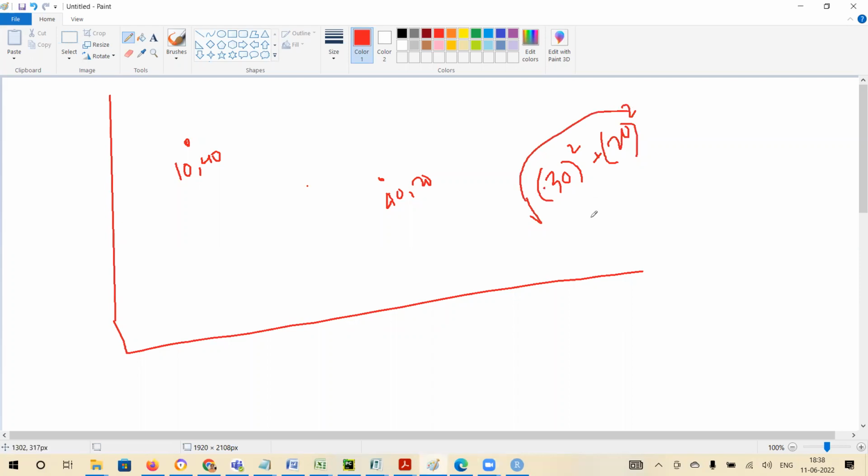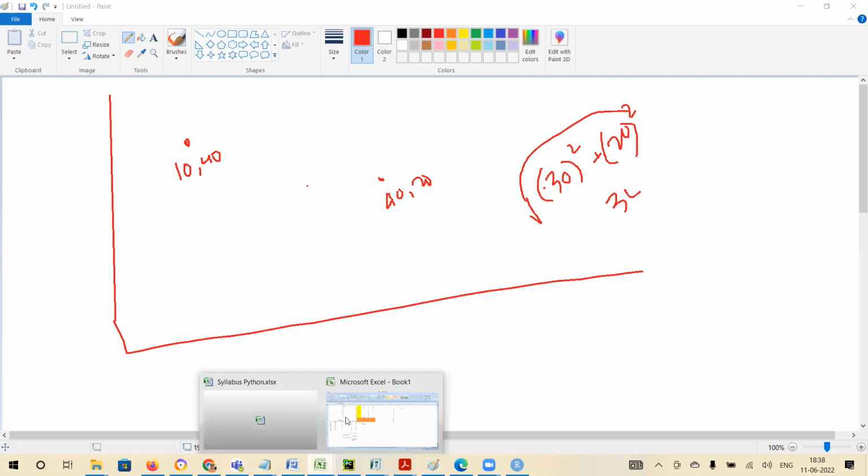So 900 plus 400 is 1300. Square root of 1300. Okay, so the answer will be, square root of 13 is 3.6, right? Square root of 4 is 16. So something like 30 something, 35 or whatever, right? You can find it in Excel.